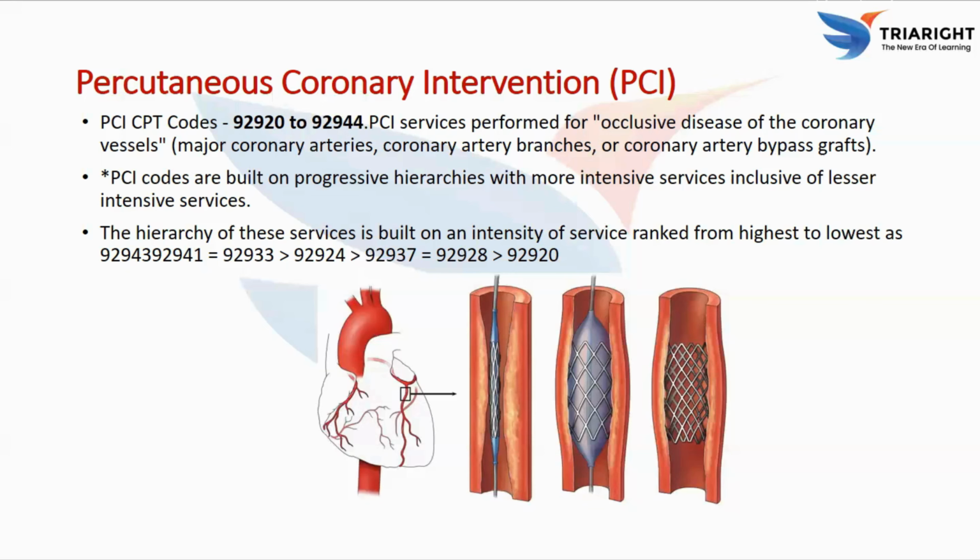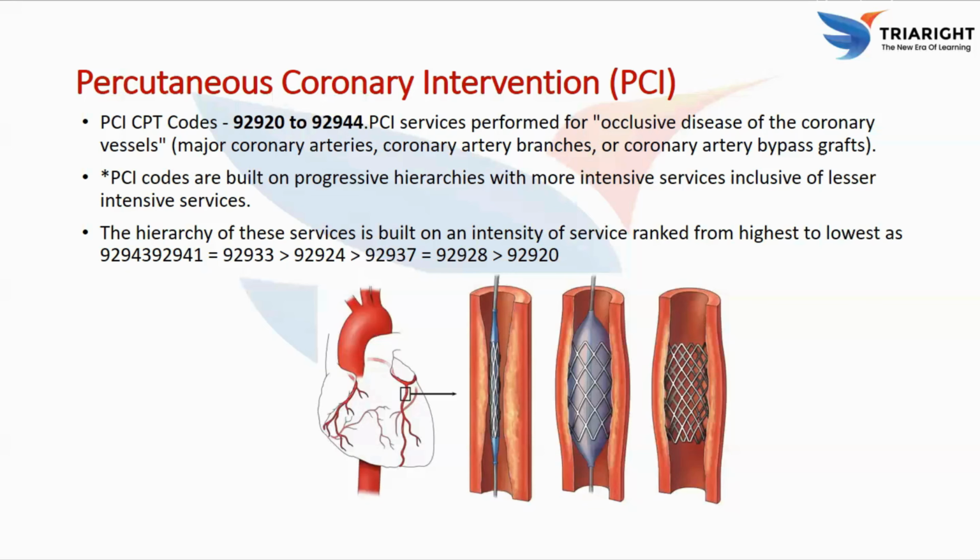So here you can understand the PCI hierarchy. This shows the hierarchy from highest to lowest intensity. 92943 and 92941 have the highest intensity, which is equal to 92933, 92924, 92937, and the lowest is 92920 here.